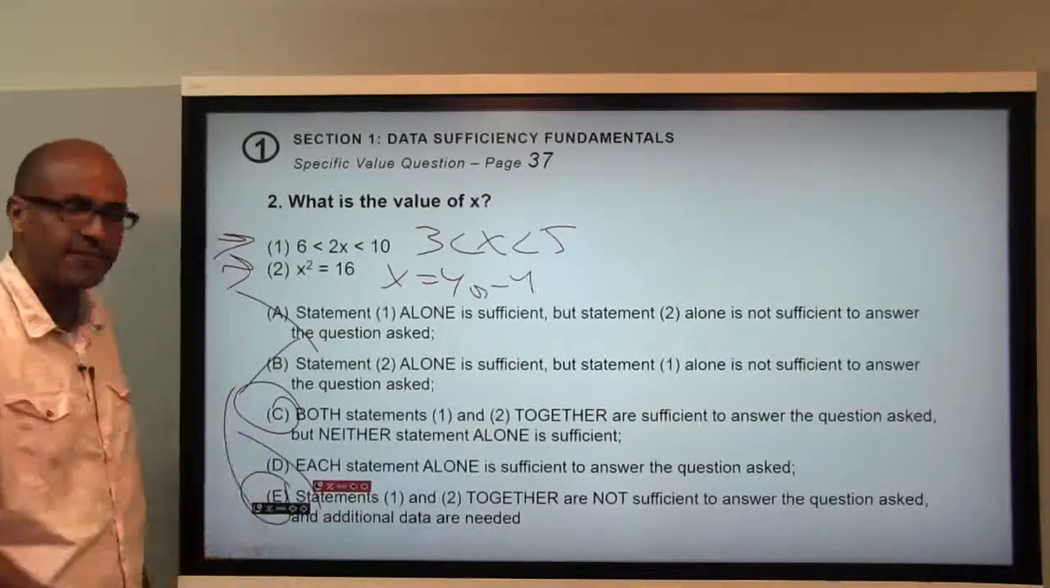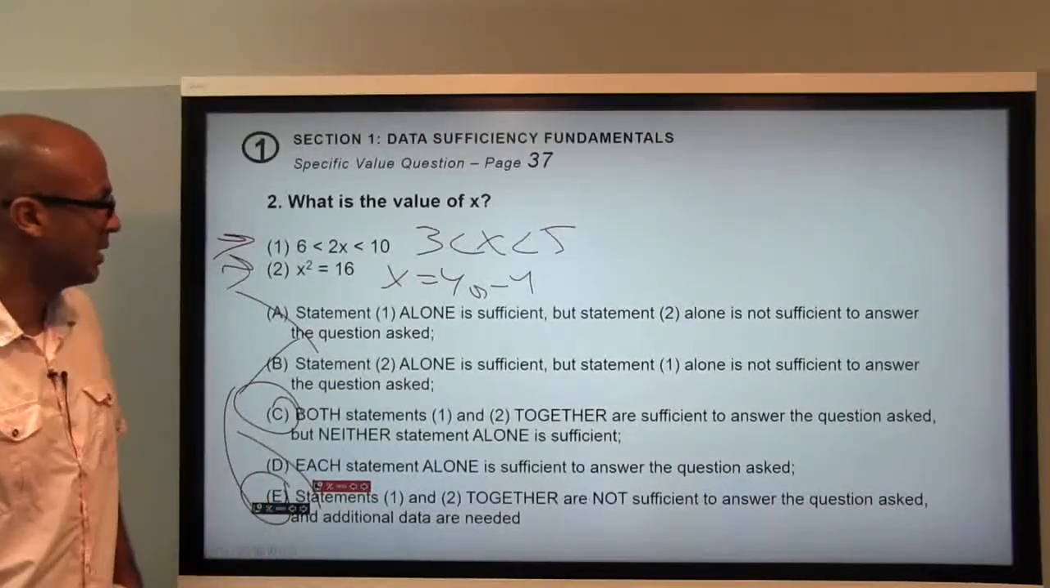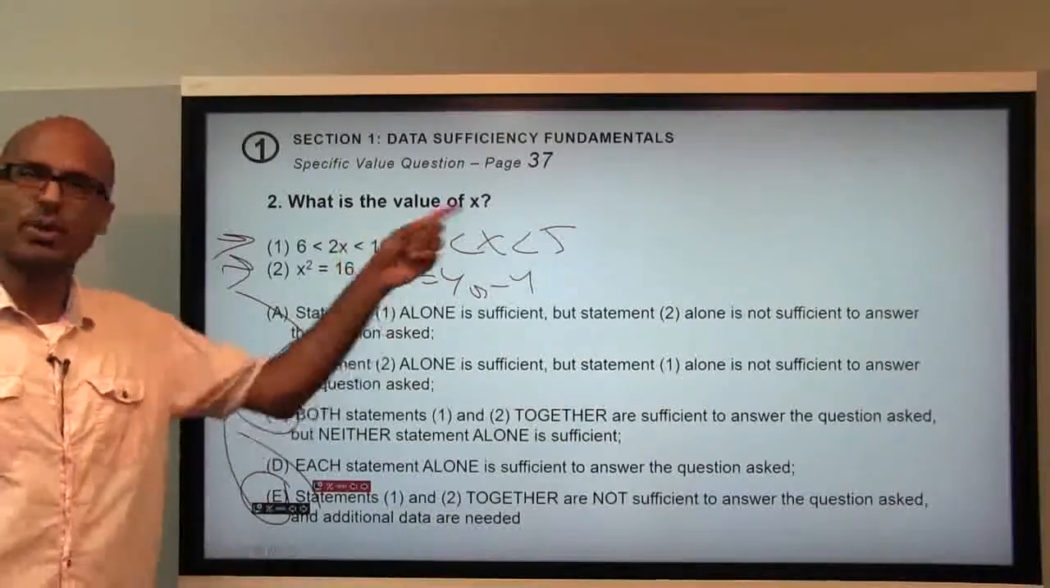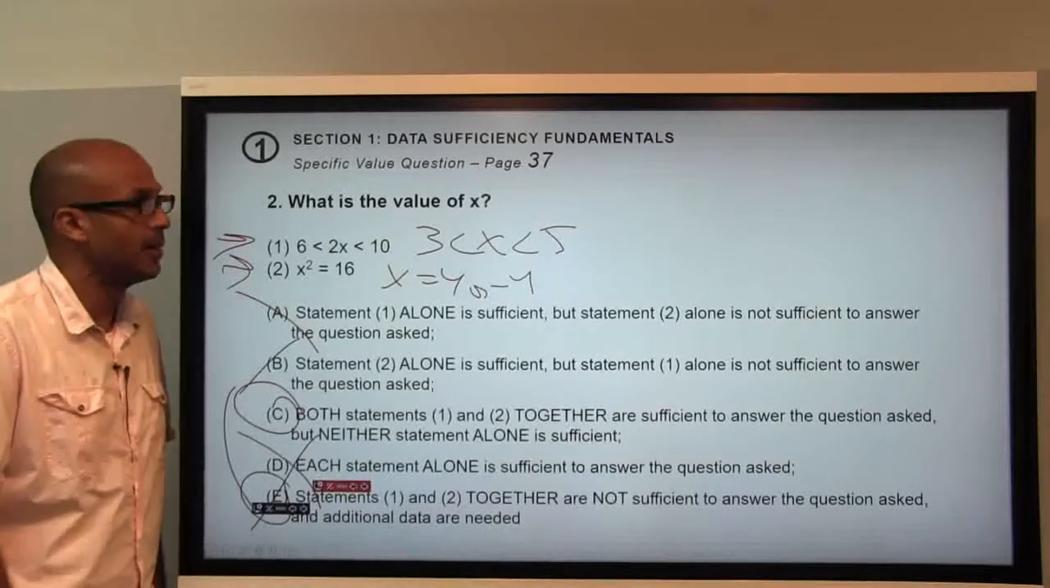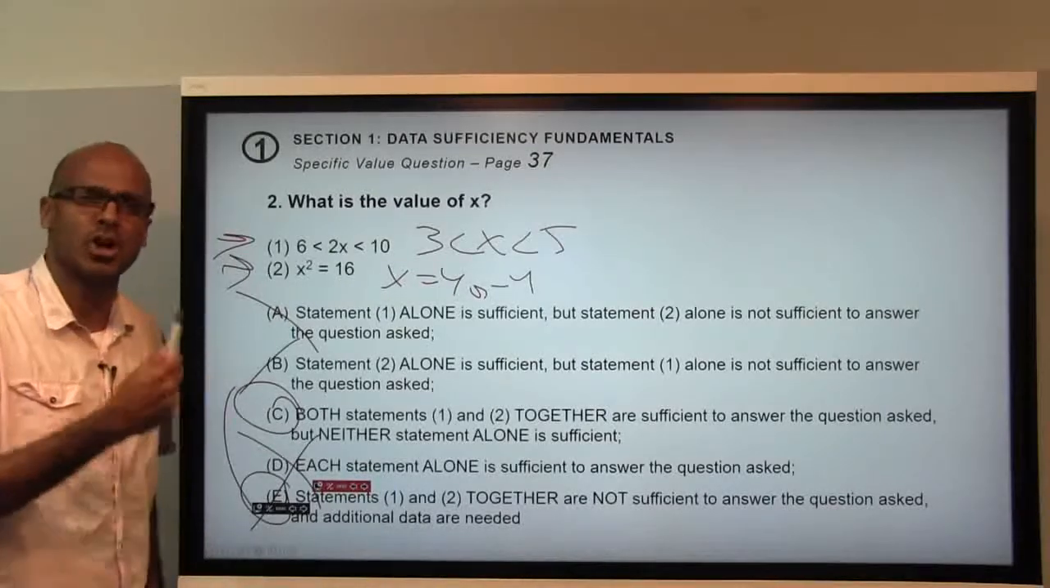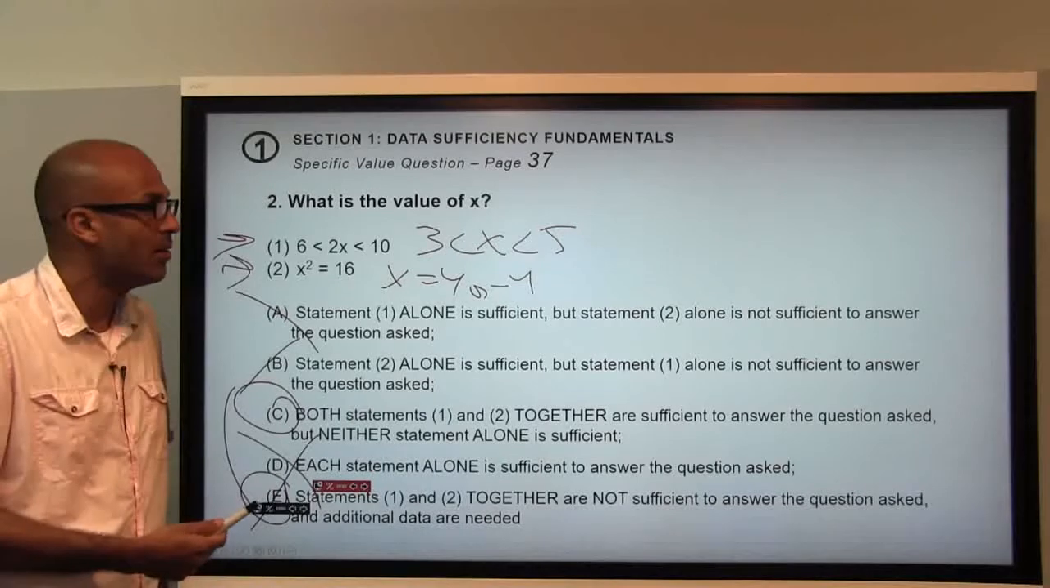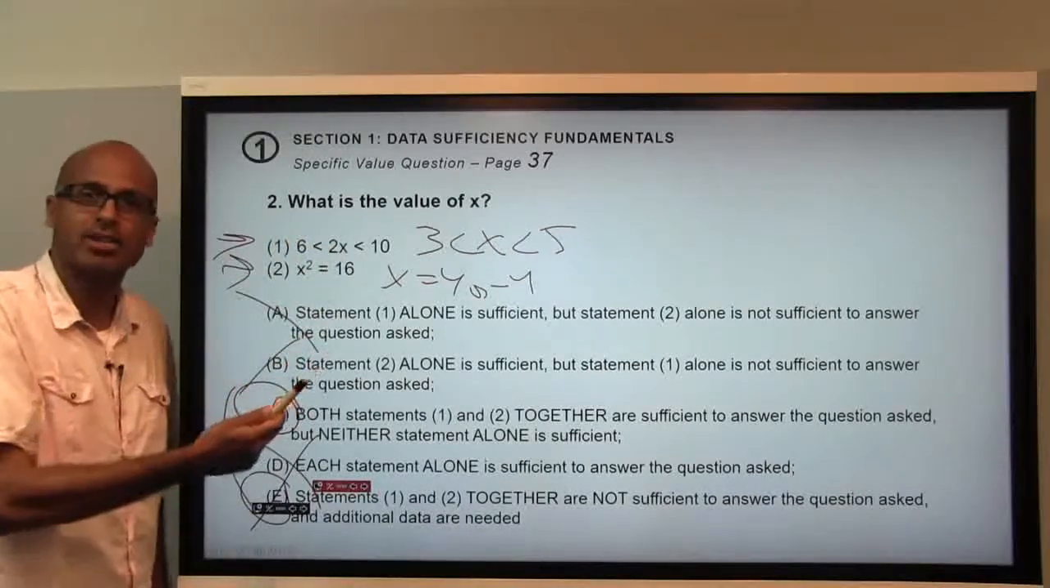This comes down to 50-50, C or E. If I know that x is between 3 and 5, I know it's either 4 or -4. Clearly 4 is the final answer. But remember, we can change this so quickly. How? By, I don't know, changing the question.